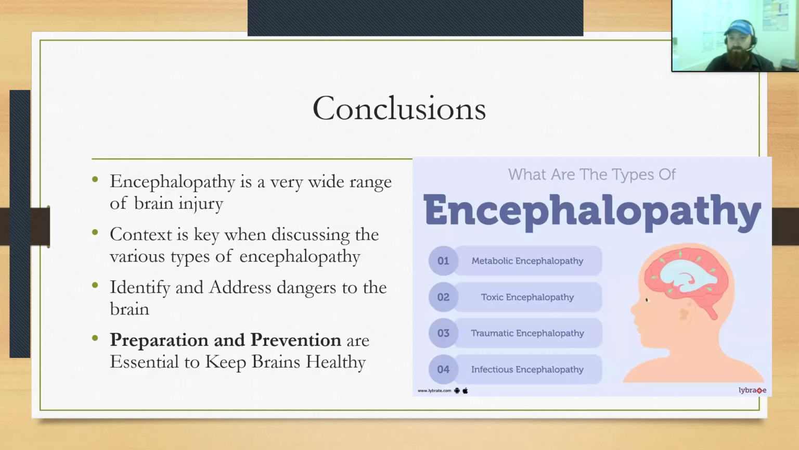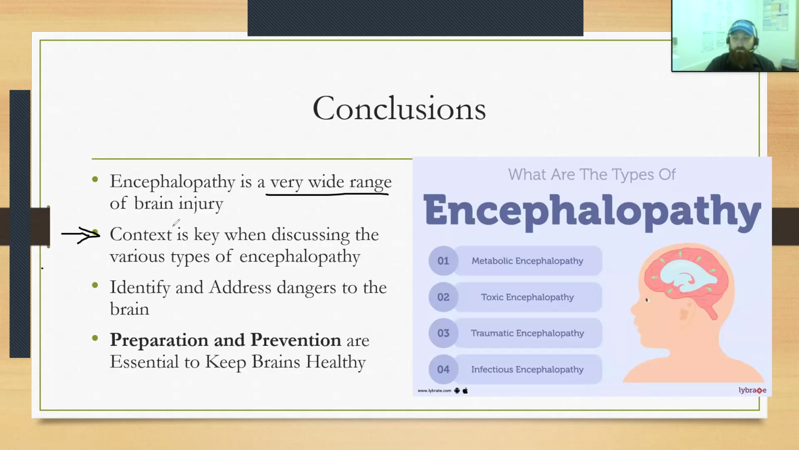So what does this lead me to conclude? Well, there's multiple types of encephalopathy. It covers a wide range of different kinds of brain injury, and it also covers a wide range of causes of brain injury. As we discussed, kidneys, liver, digestive system. Also, we talked about inhalation or maybe ingestion of heavy metals, and they're all different ways that you can get encephalopathy. And so when we are discussing brain injury, context is really key.